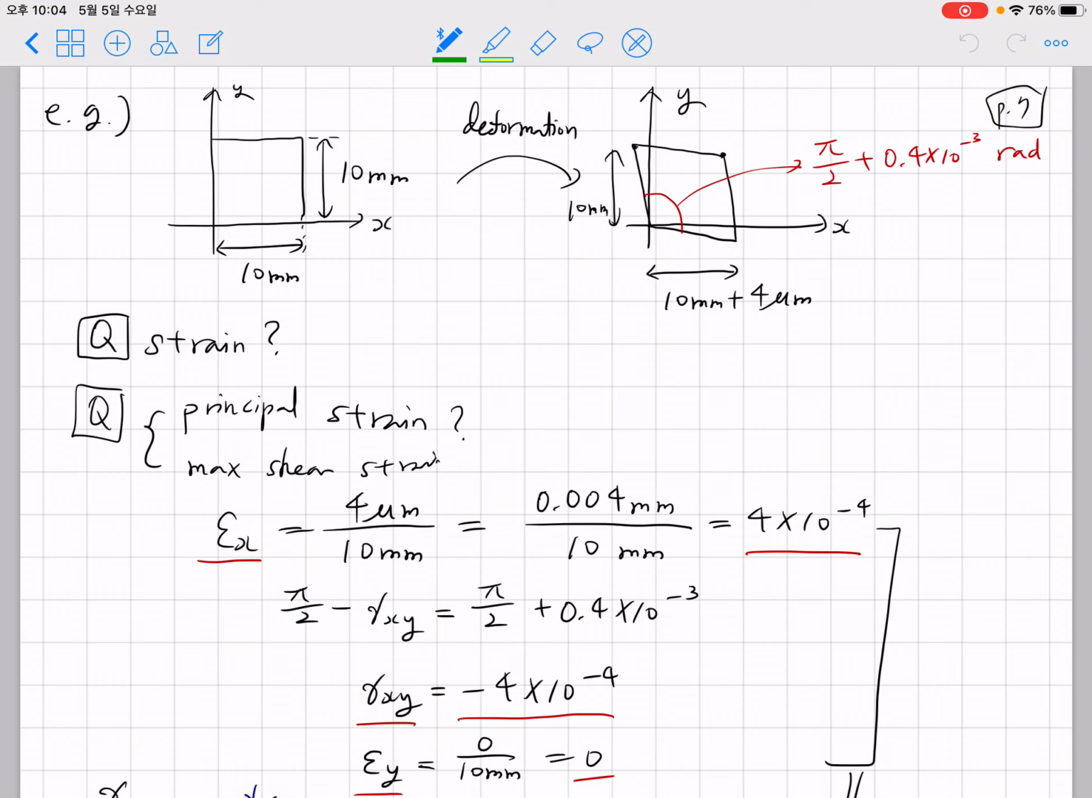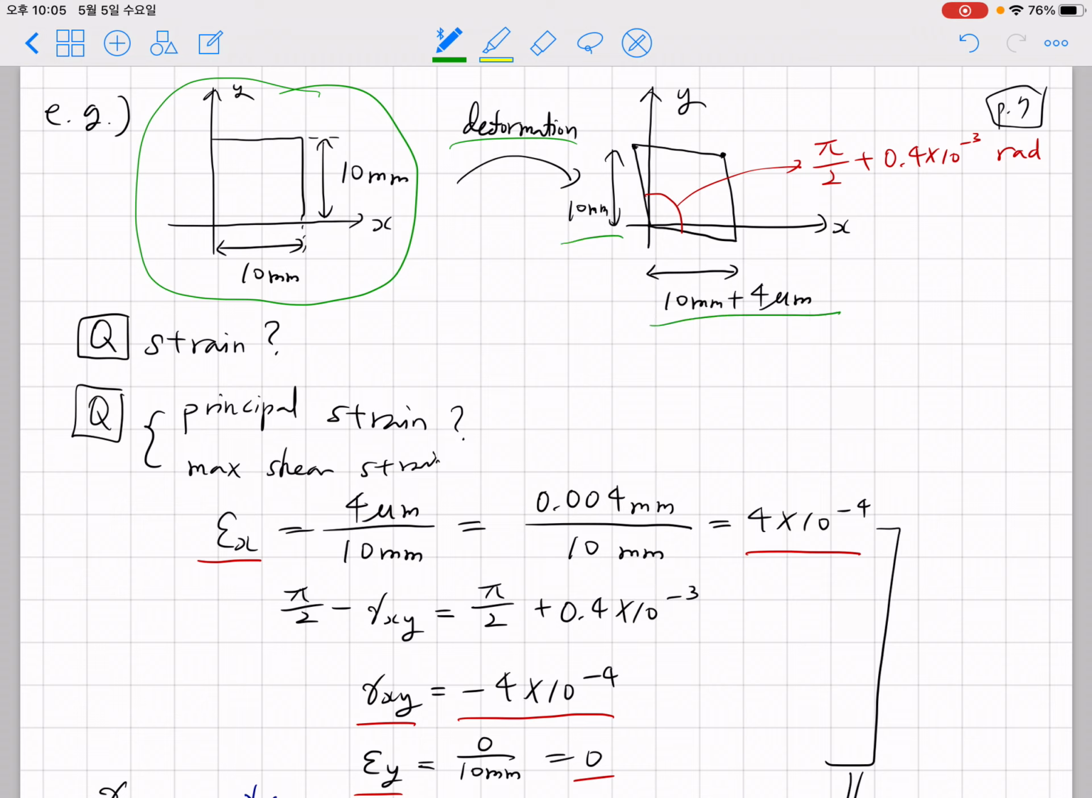So let's solve one example problem. In this example problem, we'll consider one specimen with 10 millimeters along the horizontal direction and 10 millimeters along the vertical direction. Suppose that this is just a simple two-dimensional film, and after the deformation, along the vertical direction it has the same length.